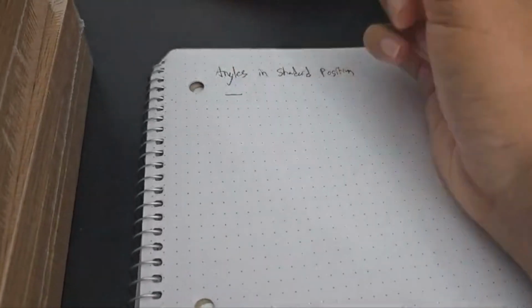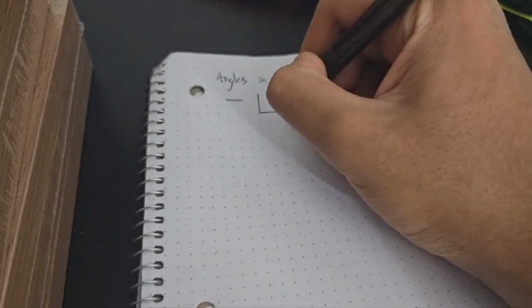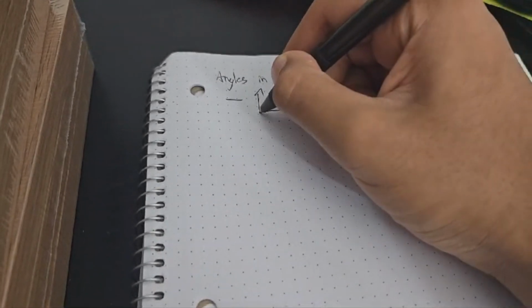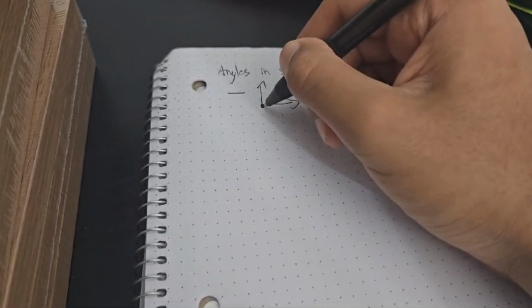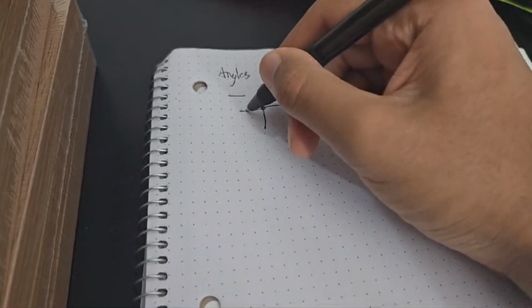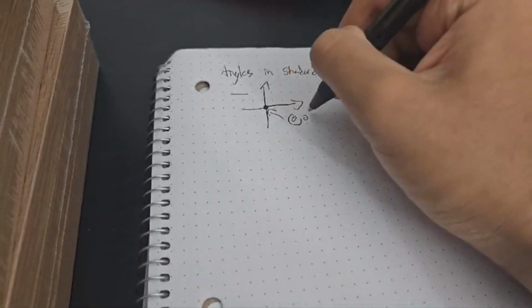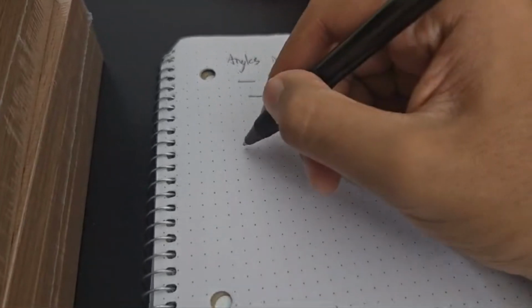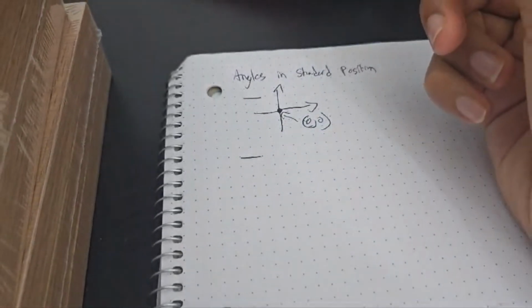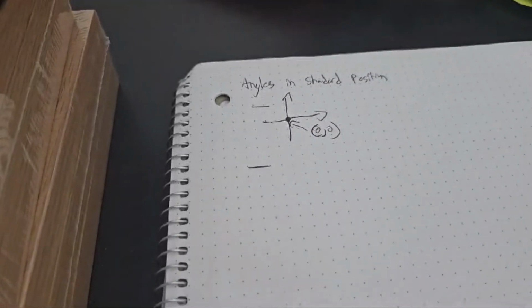There are two criteria. One is that the vertex of the angle, which is the center where the two rays meet, should be at the origin, the origin of a coordinate plane. What is that? That's the coordinate (0, 0) in a coordinate plane. So that's the first criteria. The second criteria is that the initial side goes on the positive x-axis.